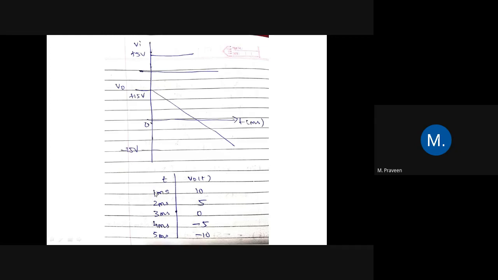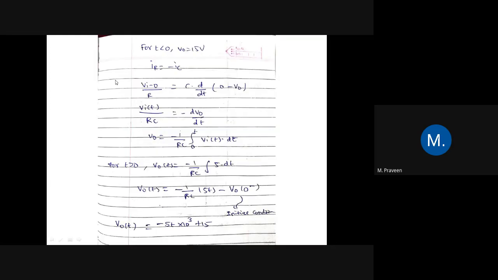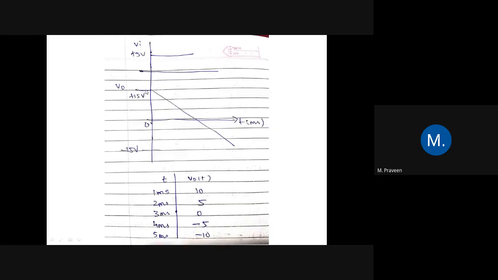For 1 millisecond, we'll be getting the value as 10. For 2 milliseconds, it is 5. For 3 milliseconds, it is 0. For 4 milliseconds, it is minus 5. And for 5 milliseconds, it is minus 10. So this is the graphical waveform for the output voltage and input voltage.